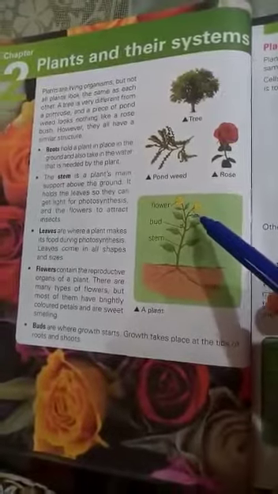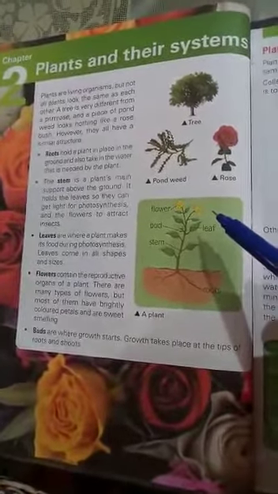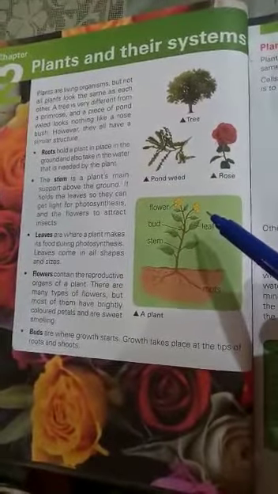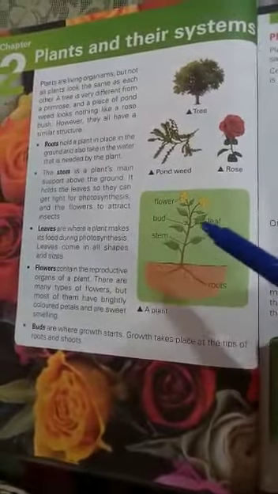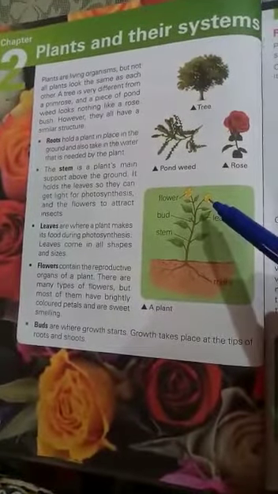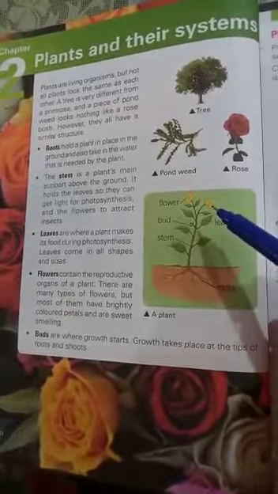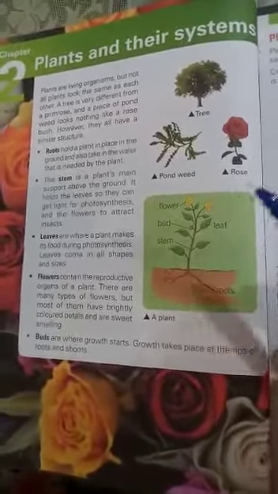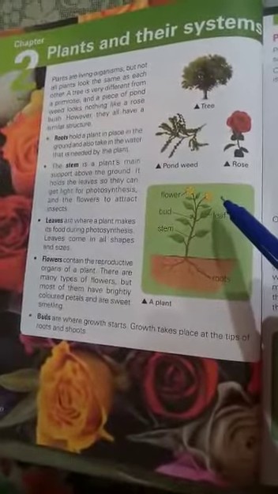Flowers are of different sizes, different shapes. They have brightly colored petals, and these petals have nectar at their base, and the petals are of different sizes and shapes and are brightly colored. The flowers contain the male and female reproductive organs of the plants. This is the part of the plant that takes part in reproduction of the plant.